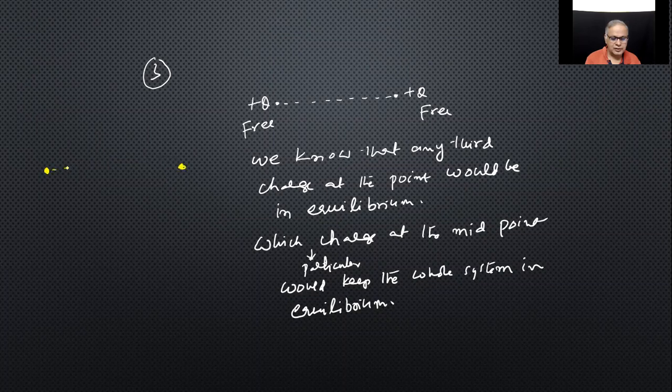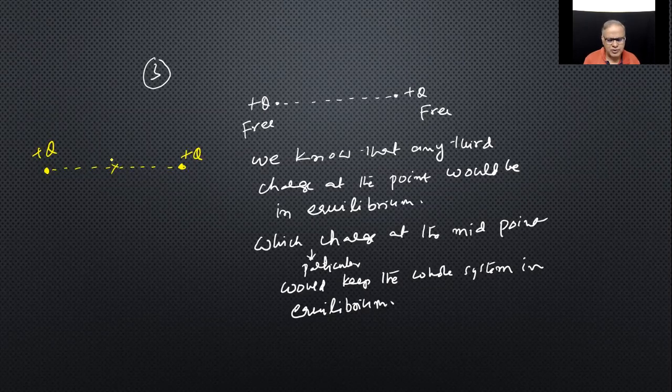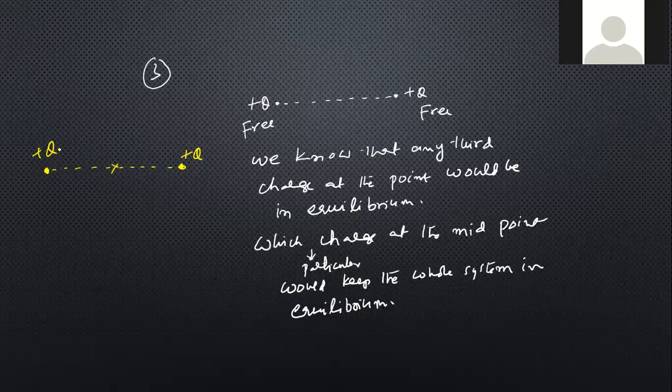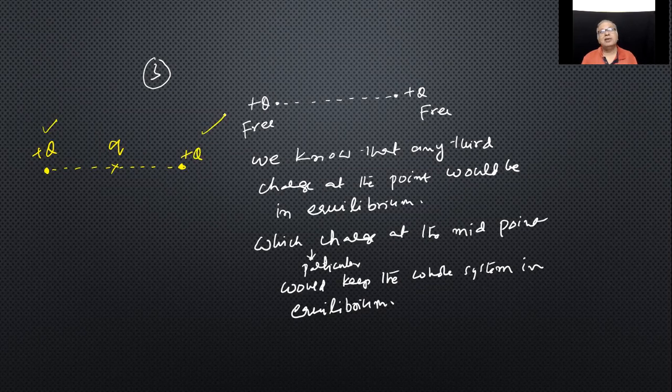Look, this is plus q, this is plus q. At the midpoint, any charge you place will be in equilibrium, definitely, because it will experience no force because of these two, whether they are free or fixed, isn't it? But now a particular charge here will make the force on this and this as well zero. That's what you mean by saying the system is in equilibrium. If you follow, I'll take it to the logical end.